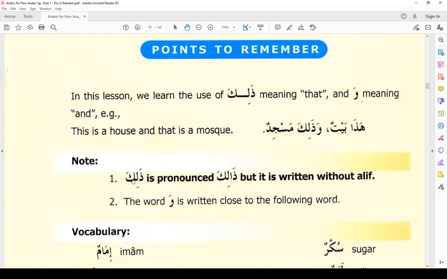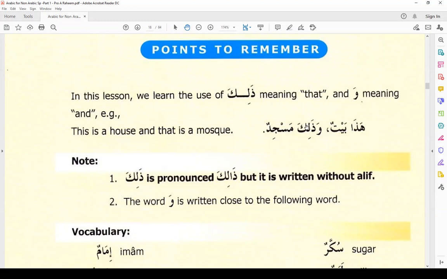Dhalika is pronounced as dhalika. So you don't write this. You write it in this form. Dhalika. Dhal, lam, and kaf. It is written without the alif. The word wa is written close to the following word. See here. Now, even though wa is a word in itself, any word that is actually a single letter will be written in Arabic closer to the following word.